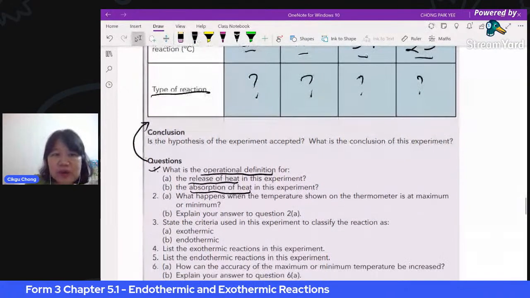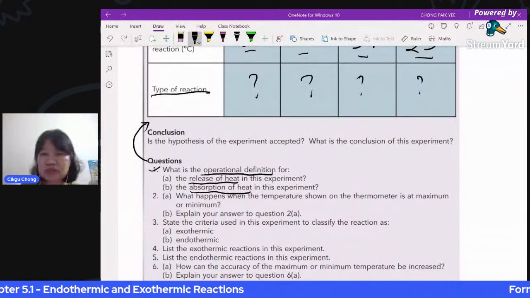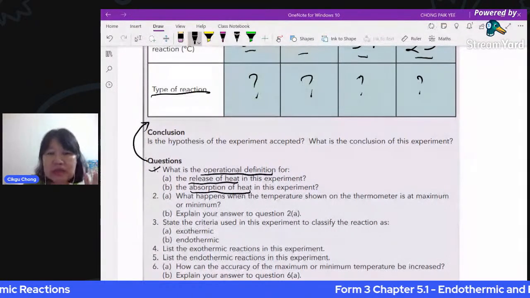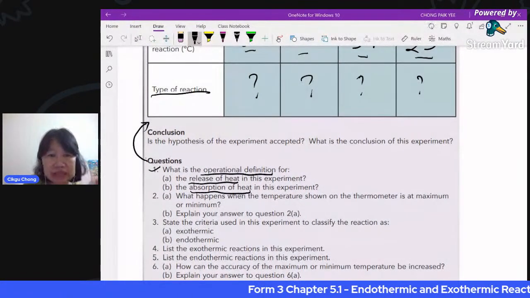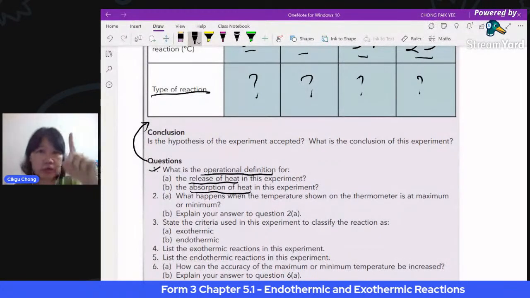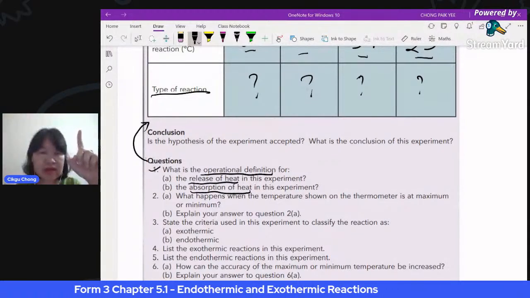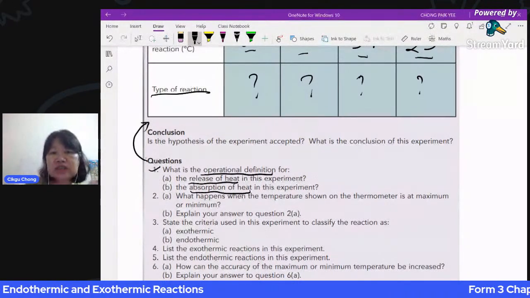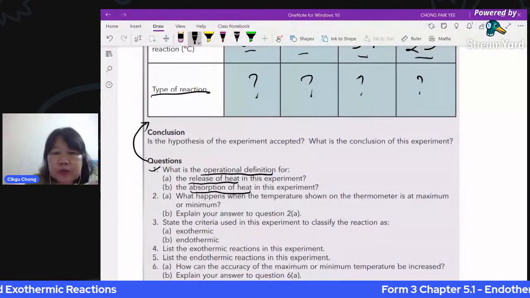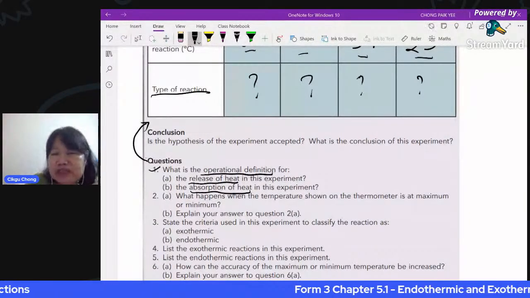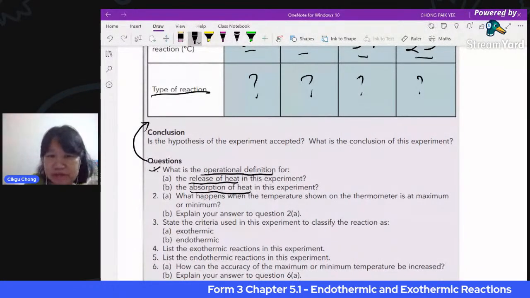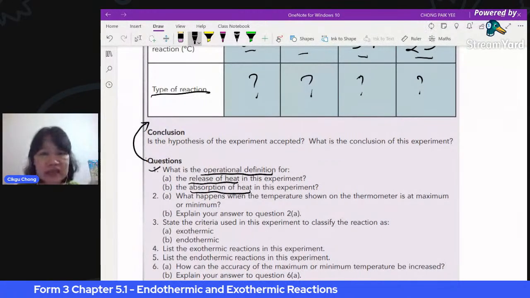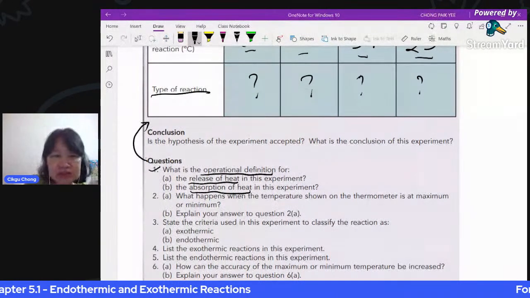What happens when the temperature shown on the thermometer is at maximum or minimum? When the temperature shown is at maximum or minimum, like I said just now, you go up to the highest, or you go down to the lowest. I won't give you the answer first. I want you to try and find out the answer, because if I give you everything, everybody will get it all right and I'm not testing anything.